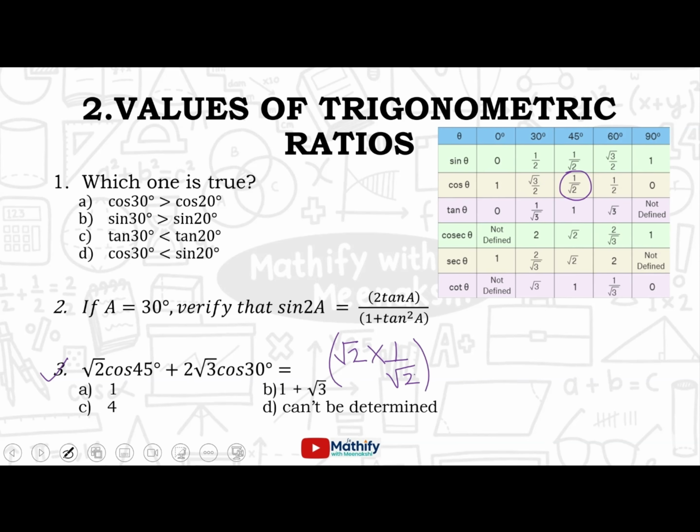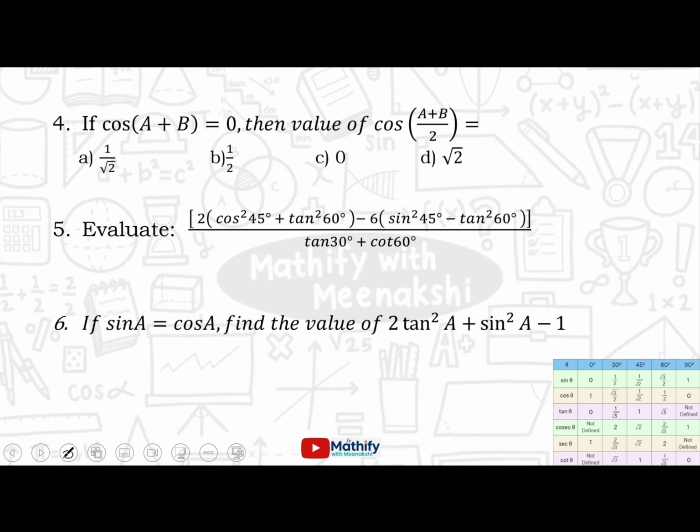Plus 2 root 3 into cos 30 degree. What is cos 30 degree? It's root 3 by 2. Now quickly solve this. Root 2 you can cut and 2 you can cut. This is 1 plus root 3 into 3 is 3. 1 plus 3. The answer is 4. C option. Let's move to question number 4.